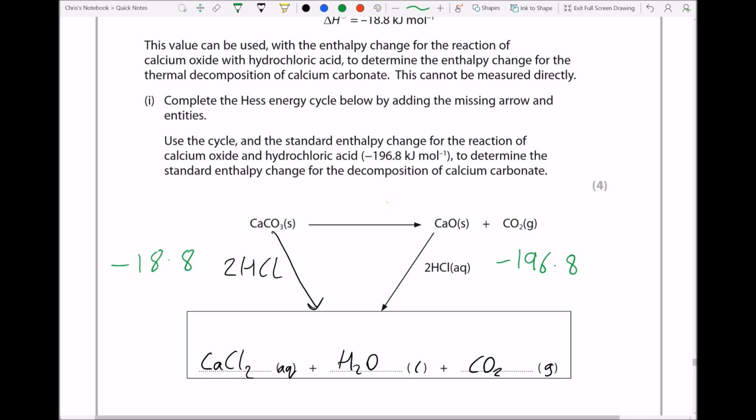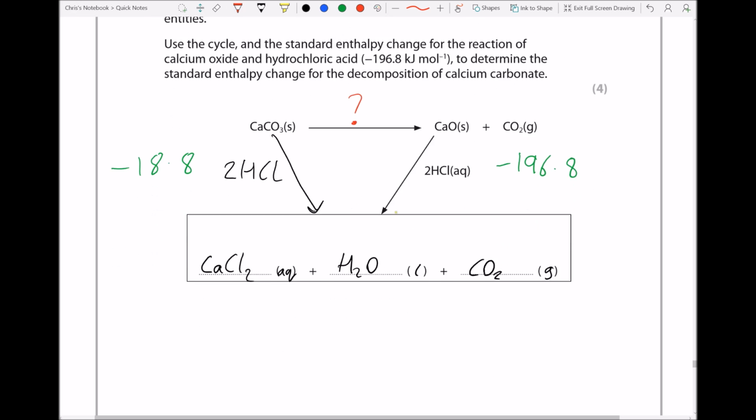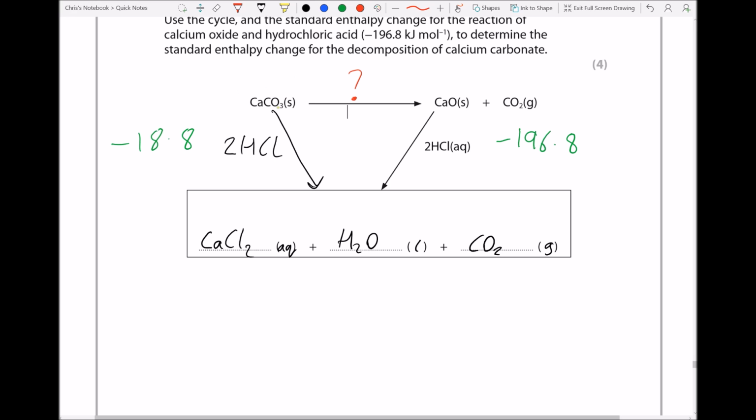Then we just need to work out this bit here, which is the decomposition. So here we go. Start from here. We're going to here. The arrow's telling us to go this way. Treat it like a roadblock. So imagine this is a road and you can't go that way.